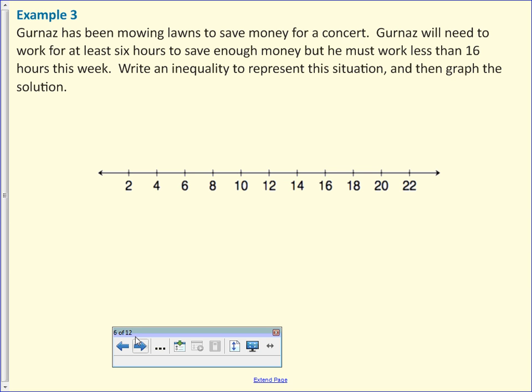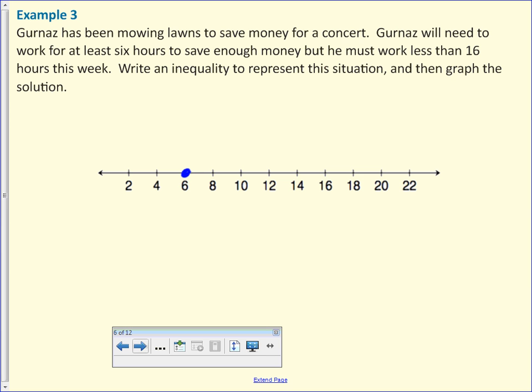Gurnaz has been mowing lawns to save money for a concert. Gurnaz will need to work for at least 6 hours to save enough money, but he must work less than 16 hours this week. Write an inequality to represent this situation, and then graph the solution. At least 6. So he can work 6 hours, but then less than 16.